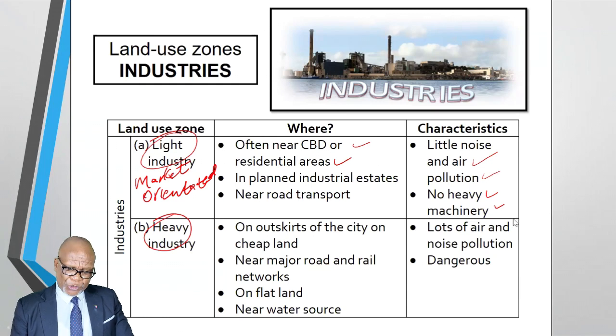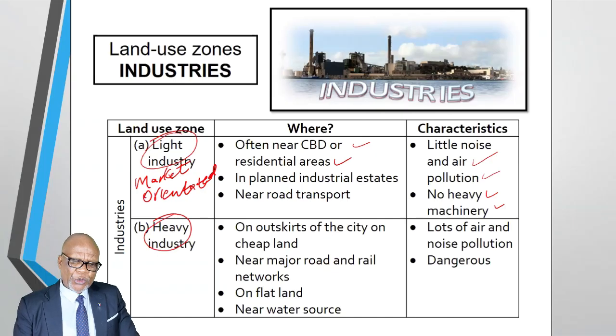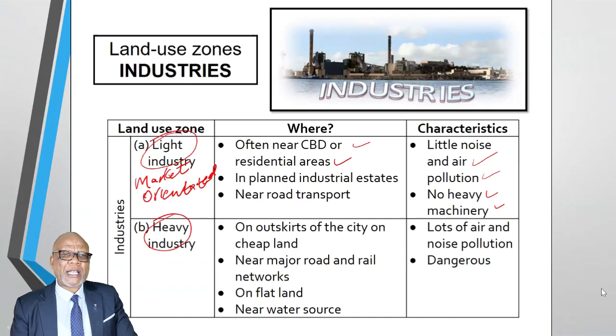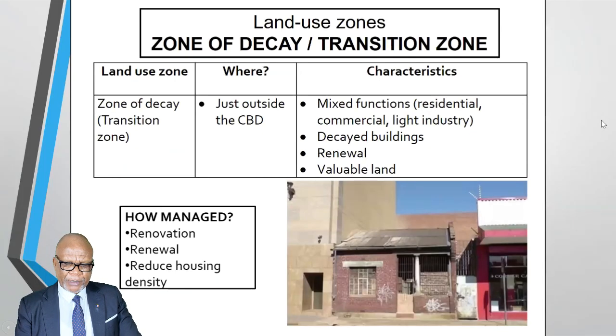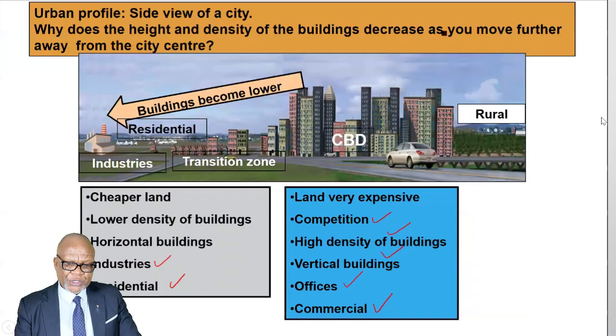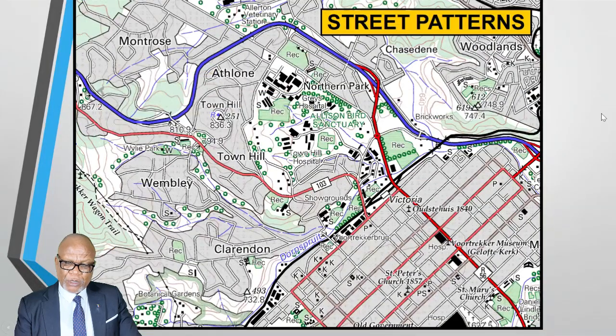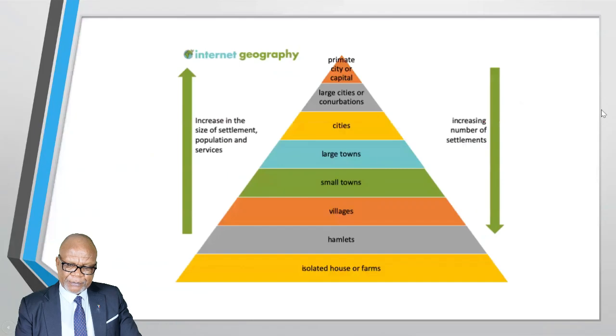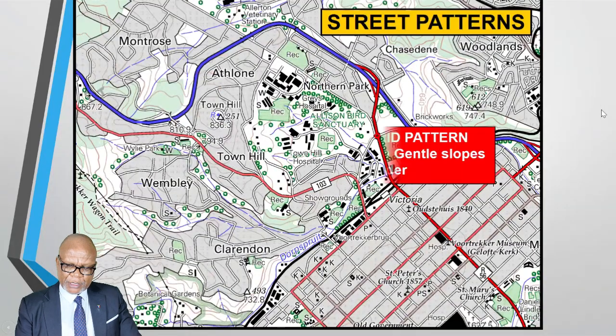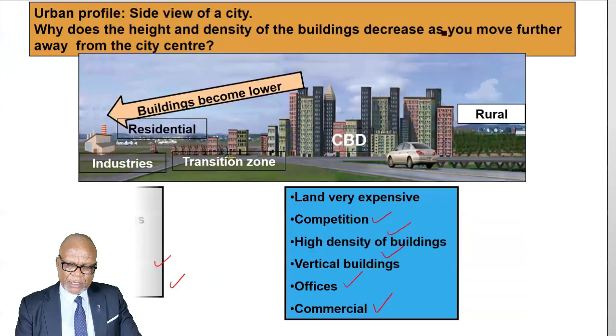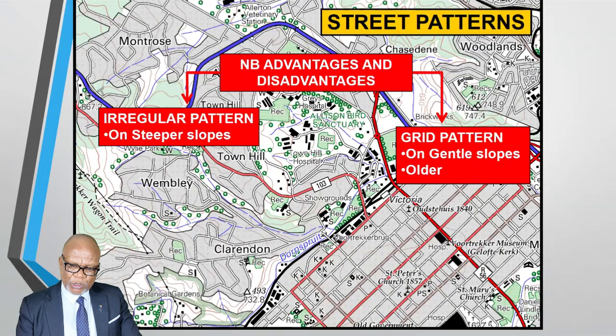But now we have the heavy industries. Heavy industries are usually found on the outskirts. Actually, their location must always be on the outskirts. This is a place that we call the rural urban fringe. So if you are to build a heavy industry, you will build it away from where people live.